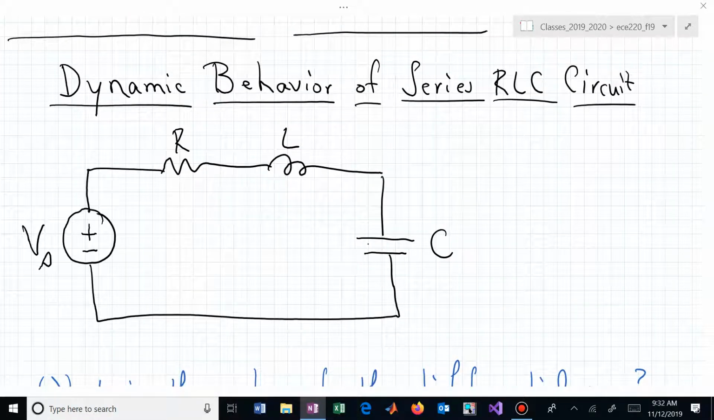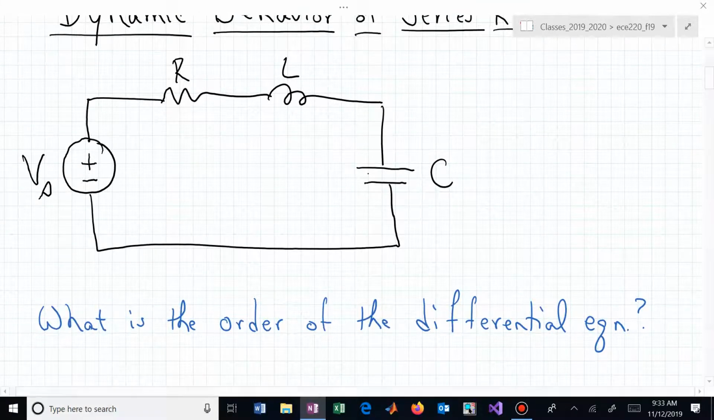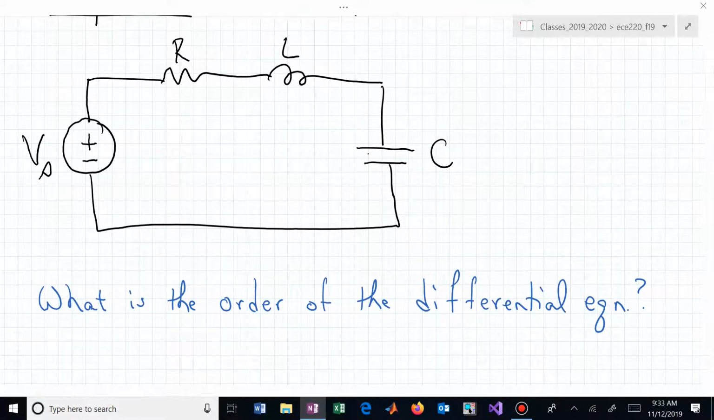Here's our circuit that we are playing with now. This is a series RLC circuit, and let's go ahead and just put the forcing function in there, because we know that if we do this, we could always set V sub s equal to 0 to get our natural response. That's our homogeneous solution. If this is the circuit we are looking at, what are you anticipating for the order? What's the order of the differential equation generically for a circuit like this?